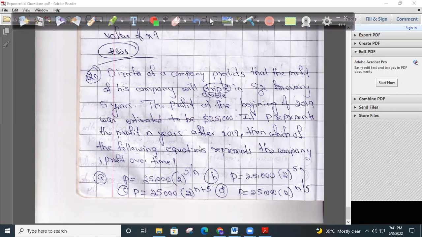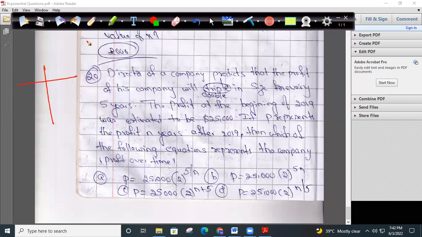Director of a company predicts that the profit of his company will double in size for every 5 years. The profit at the beginning of 2019 was estimated to be $25,000. If P represents the profit n years after 2019, then which of the following equation represents the company profit over time? Very good. So now this is how it starts. N represents the time after 2019, means initial years. So when t equal to 0, now t and p. So when t equal to 0, initially what is my profit? 25,000. After 5 years, what should be my profit? 50,000. After 10 years, what should be my profit? $1 lakh.